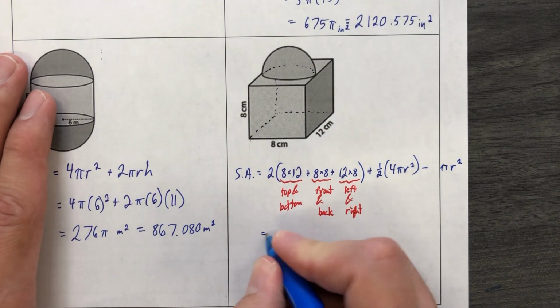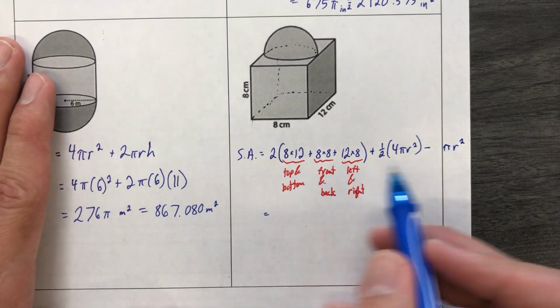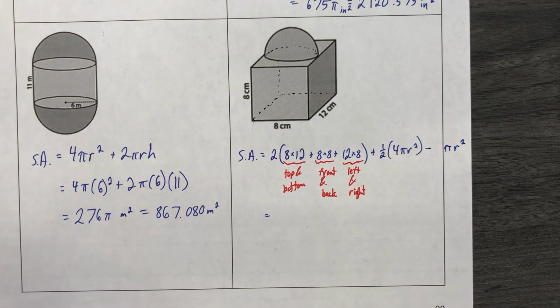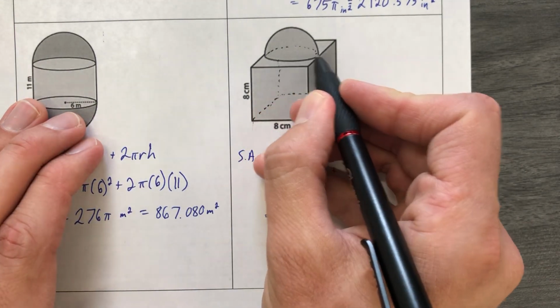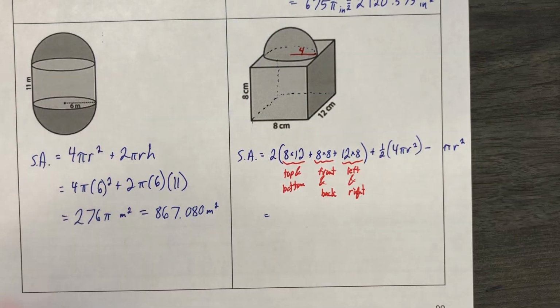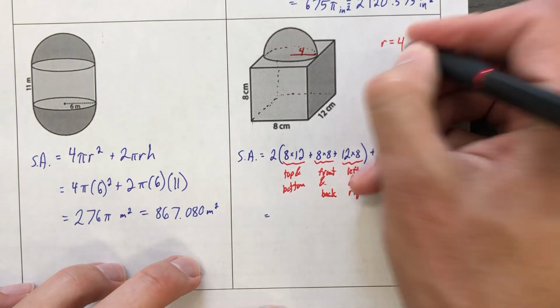So let's keep going with this. We're going to have 2 times all this, and we have radius as well. The radius, oh my goodness, what's the radius? Well, let's figure it out. If the whole distance across here is 8, then this distance must be 4. So the radius is 4. That's going to come in handy. Feel free to write that if you would like.